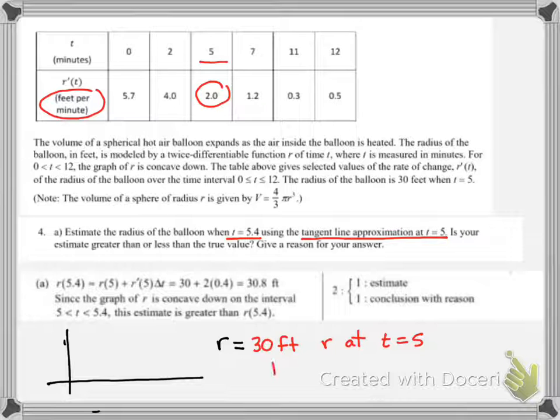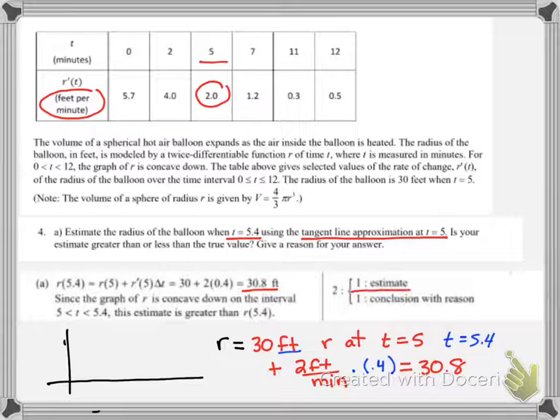So then we're going to add on to that 30, 2 feet per minute. Well, we're looking for units of feet. So the only way to get rid of this minutes here is to multiply by the 0.4 minutes that happens between t equals 5 and t equals 5.4 that we're looking for. And that answer is 30.8, just like it shows here in the key. So if you got 30.8, that's going to be worth 1 point.